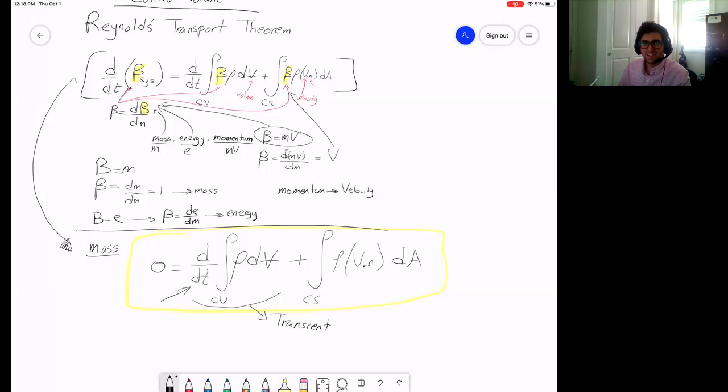Okay. So let me ask you this. If I have a pipe and you have a flow inside this pipe, and the velocity right here is equal to 5 meters per second, and the velocity right there is equal to, let's say, 7 meters per second, is this a transient or a steady state system?